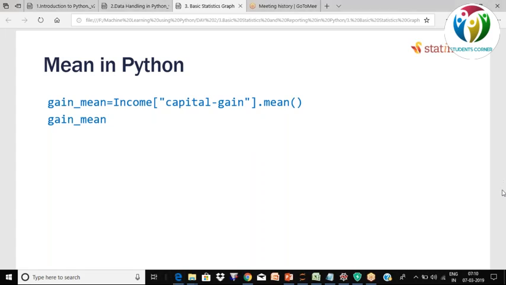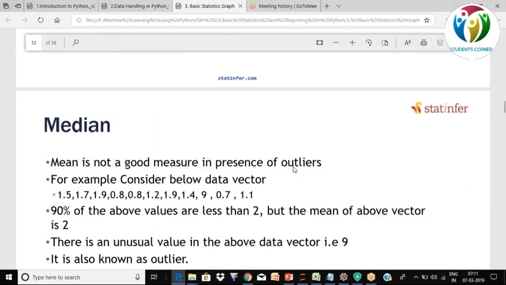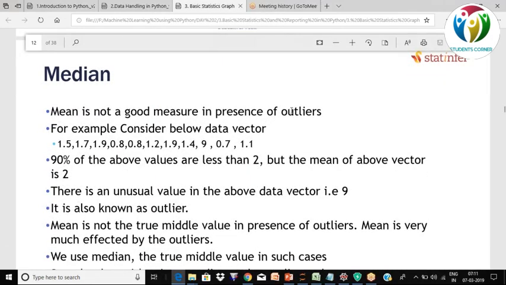So mean is average and median is middle value, as Vamshi is saying. Mode is the value with high frequency, yes. Here we are not talking about mode. Mode is based on the frequency, where we would say that the mode for this column is so and so. Whereas median is the middle value. Now, what does that mean? Mean is not a good measure in the presence of outliers.